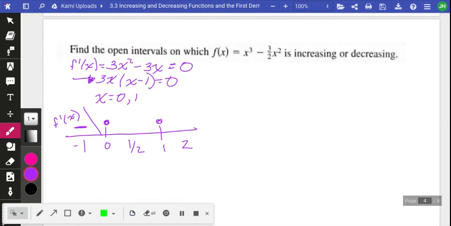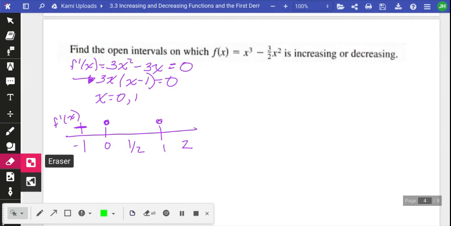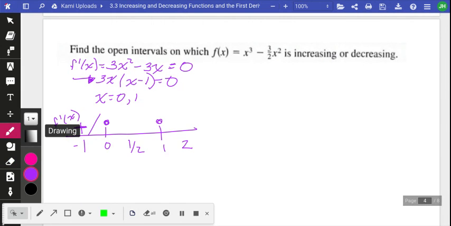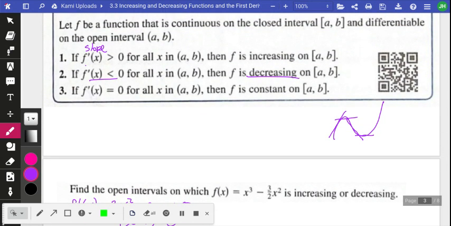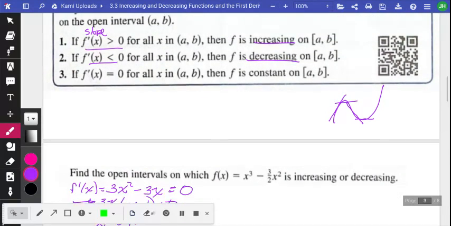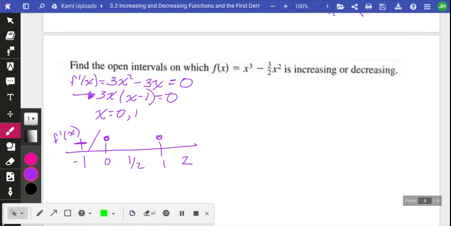I'm going to plug in 1/2 now. Oh, actually, it should have been positive. Sorry, negative times negative is positive. Let me erase that. I said positive, but I didn't write it. So if it's positive, it's above 0. If we go back up here, above 0 means increasing. And then I'll plug in 1/2.